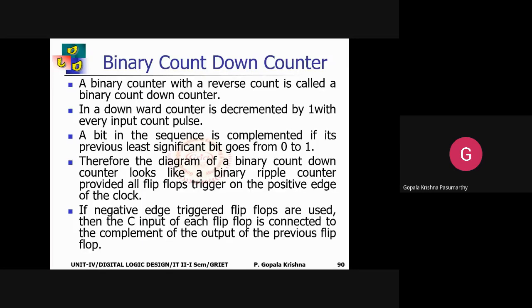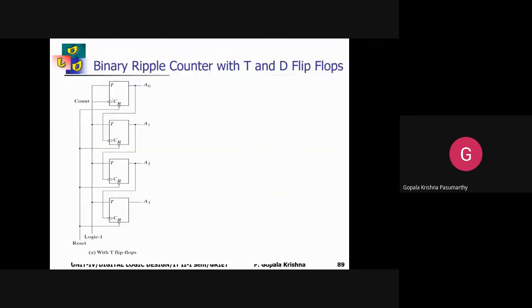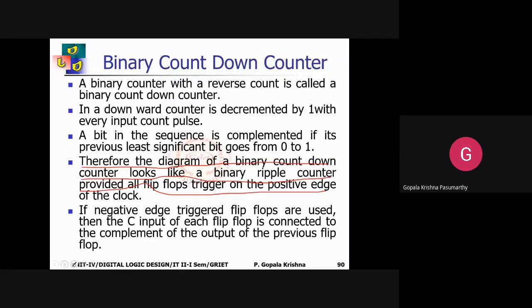If negative edge triggered flip flops are used, the diagram of a binary countdown counter looks like a binary ripple counter, provided all flip flops trigger on the positive edge. Instead of this negative edge, that is called a bubble, if you remove it, we call it positive edge triggered flip flops, meaning the flip flop will be triggered when the value of the clock becomes 1.